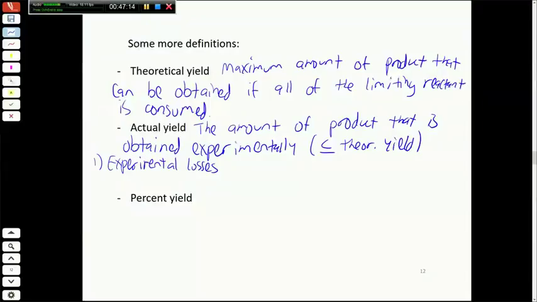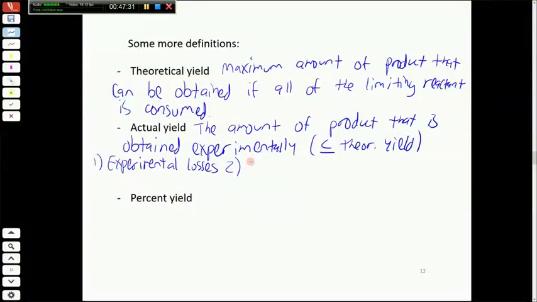Whatever the case is, you sometimes just lose some of your product, and that's one of the reasons why the amount that you get at the end of the reaction may not be exactly equal to what you calculated it would be. That's a very common thing that occurs. It's impossible to completely avoid, although of course you can minimize it if you have good lab technique.